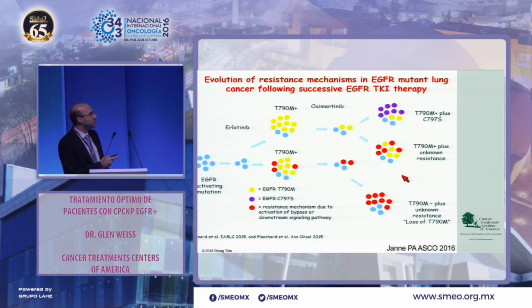And this is an area of future study where now there is another mutation called C797S, and then there's a group of patients who have other mechanisms of resistance to osimertinib. And those who have the T790M mutation can then develop either absence or disappearance of the T790M mutation, and then develop additional mechanisms of resistance to osimertinib.